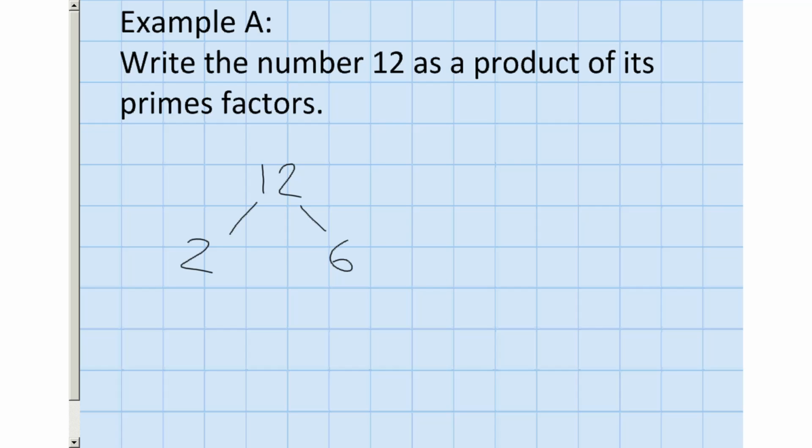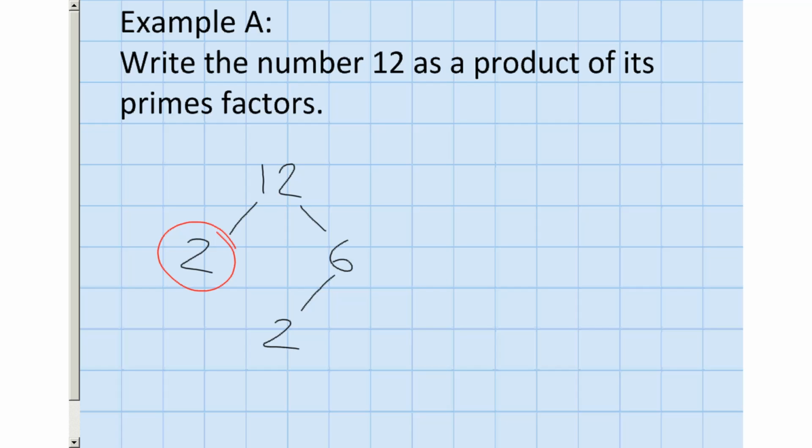And what you do here is, if you can see a prime number, you circle it. Now remember from the last video, prime numbers can only be divided by 1 and themselves, and 2 is such a number. So we ring that, and we don't do anything with the 2 from now on. But 6 isn't. We can split that up again. What number can we divide 6 by? I'm going to think simple again. I can divide that by 2.